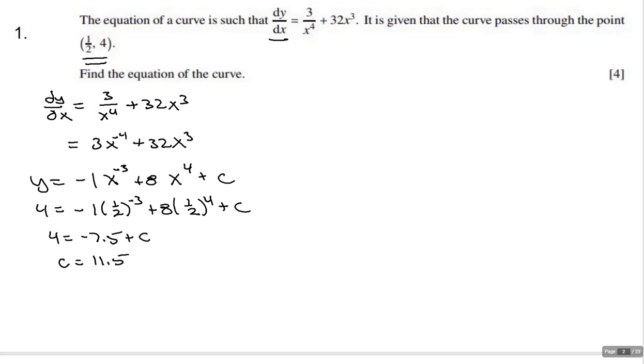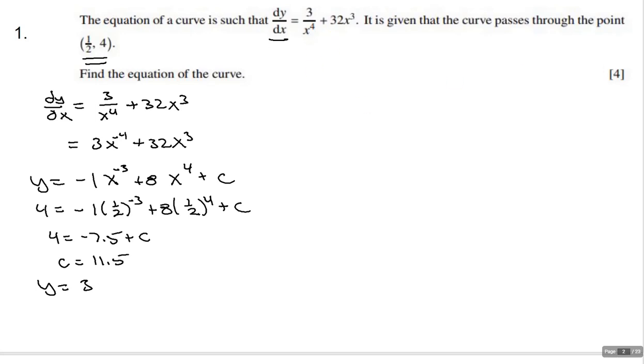Okay, so hopefully you did that and you found out that c was 11.5. When I do all this multiplication and power stuff, I get negative 7.5, and all I have to do is get the c by itself by adding 7.5 to both sides. Now that I know what c is, I rewrite my equation, which is going to be 3x to the negative, whoops, wrong equation. Let's try this again.